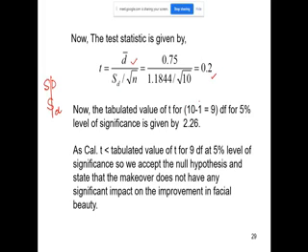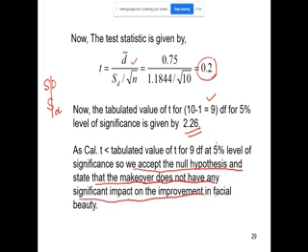Now the tabulated value of n minus 1, that is number of pairs. So 10 people, 10 minus 1 is 9 degrees of freedom at 5% level is this. Now this is the calculated value which is less than the tabulated value of T, 2.26 at 5% level of significance. So we accept the null hypothesis and state that the makeover does not have any significant impact on the improvement in facial beauty. Some impact may be there, but that is not a significant impact.